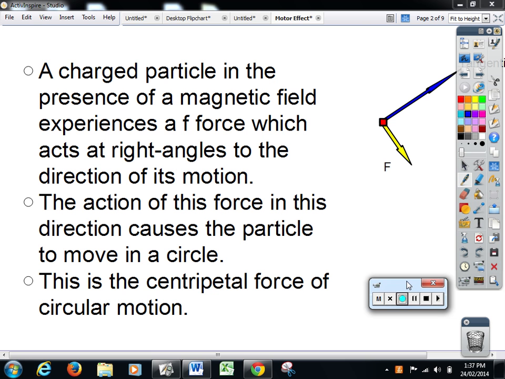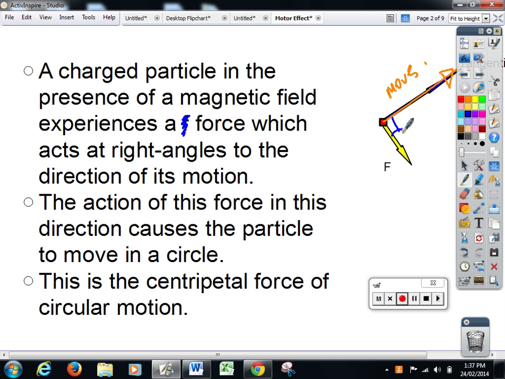That's just meant to be a force, that's not meant to be anything there. So cross that out. And this force acts at right angles to its direction of motion. So here I've got a charged particle and it's moving this direction. So if it's moving that direction, it gets pushed at a right angle towards its direction.